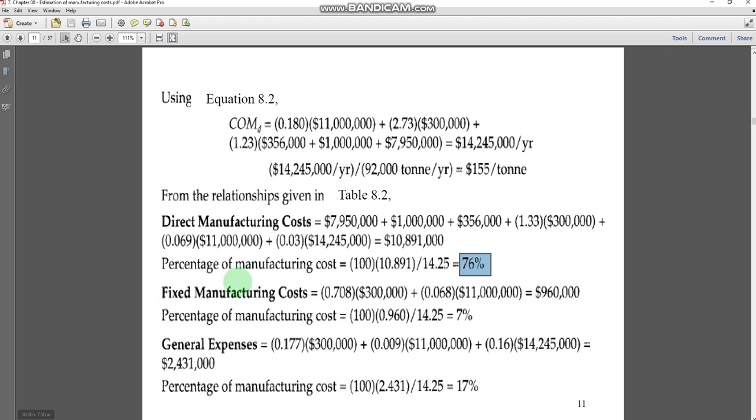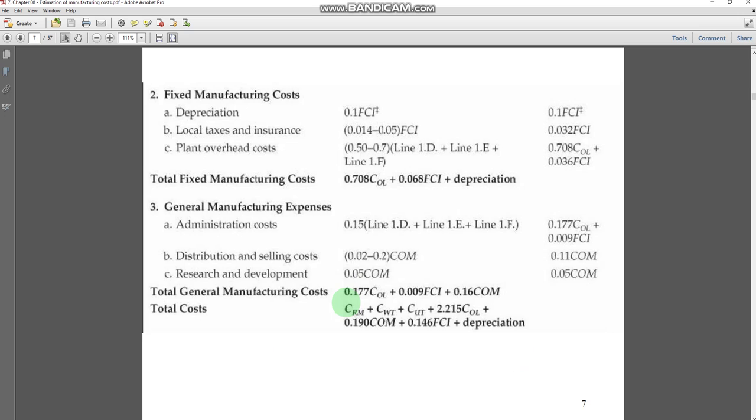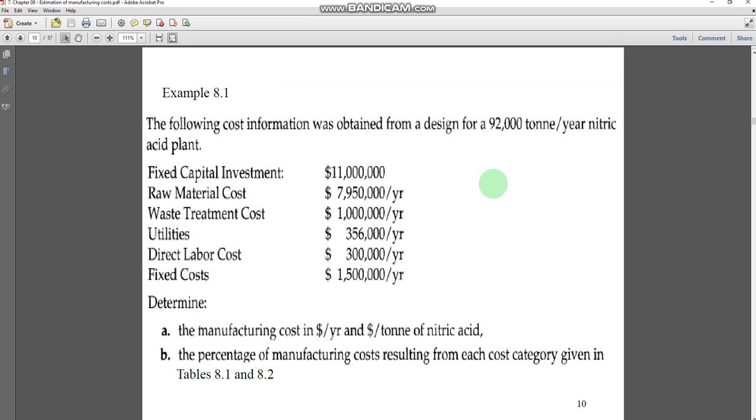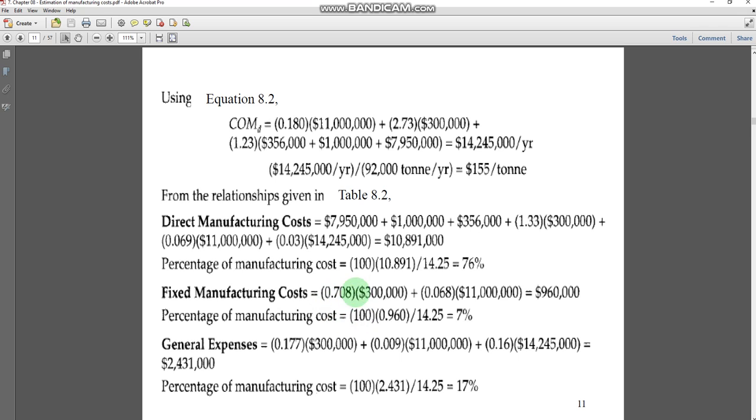Then similarly we can estimate the value for the fixed manufacturing cost. You have to see the relevant equation here. In this equation, you include the cost of operating labor and the fixed capital investment. We are ignoring the depreciation part, as it is not part of your question. So simply we have 0.708, which we multiply with the cost of the operating labor.